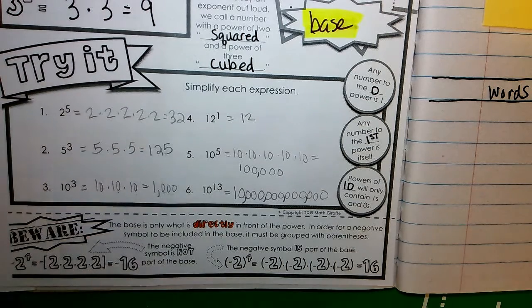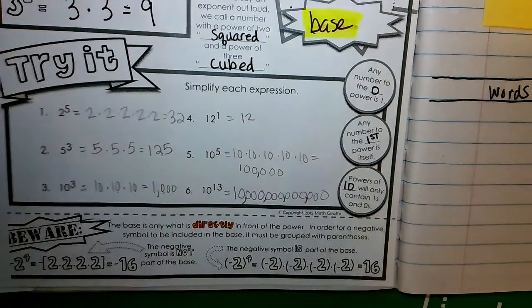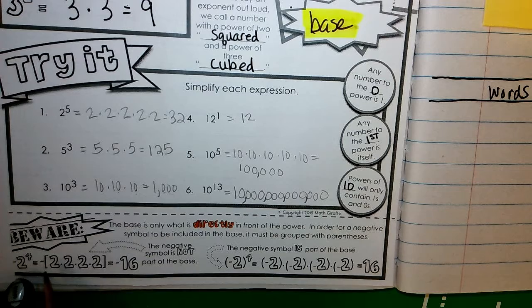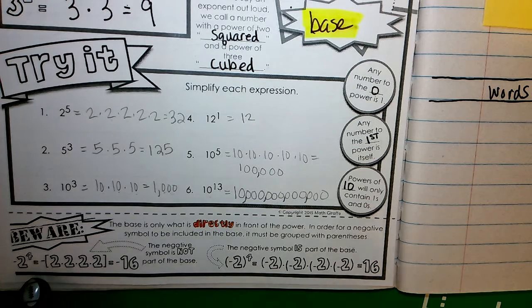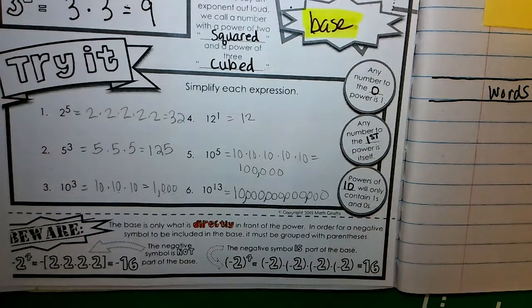So since the base is only what is directly in front of the power, in order for a negative symbol to be included in the base, it must be grouped with parentheses. And this is something that we talked about quite a bit already. So notice that the negative symbol is not a part of the base here because it's not directly in front of our exponent. So the negative is outside of these brackets, which are holding this multiplication together. We're grouping 2 times 2 times 2 times 2 together, and the negative sign is outside, waiting to see what happens.